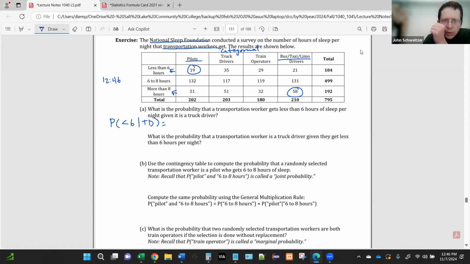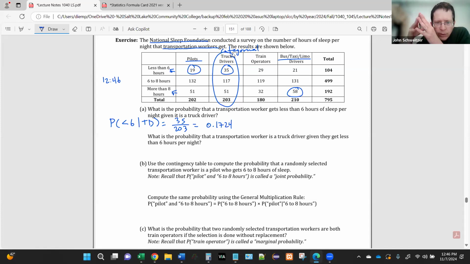So if we know the person's a truck driver, then we can ignore all of the other categories. We know they're in here, right? And so there's 203 of those. Out of that group, how many were getting less than 6 hours? Just 35, right? So 35 over 203. So about a 17% chance that a truck driver is not getting enough sleep. Good. Thank you, guys. That looks correct.